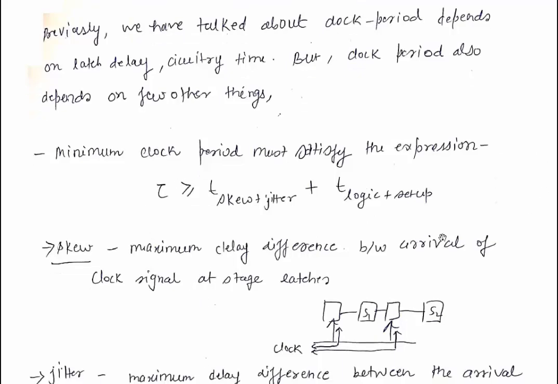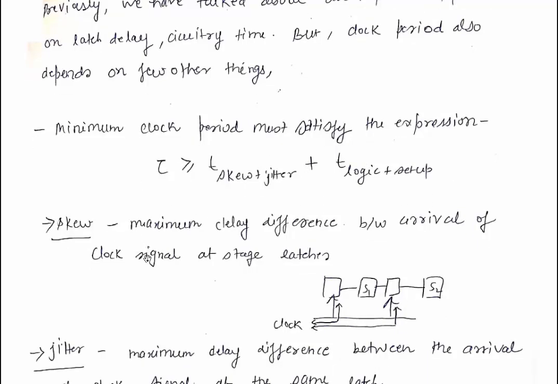Okay, so please look at this expression and then we are going to see what this skew is, what this jitter is, and what these terms are, and where this expression came from. So your skew is the maximum delay difference between arrival of the clock signal at stage latches.